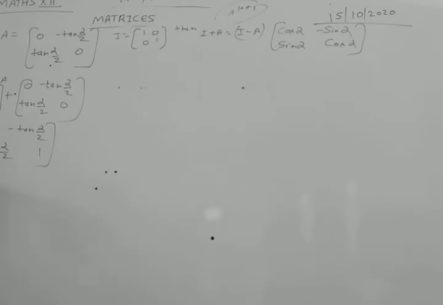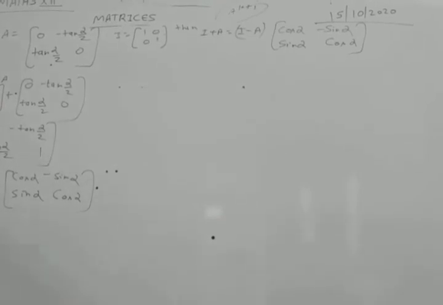I minus A under bracket: cos alpha, minus sin alpha, sin alpha, cos alpha. Now put the value of the identity matrix 1 0 0 1, and minus 0, minus tan alpha by 2, tan alpha by 2, 0. Okay, now this is first. Now put here the value of cos alpha and sin alpha and tan alpha.